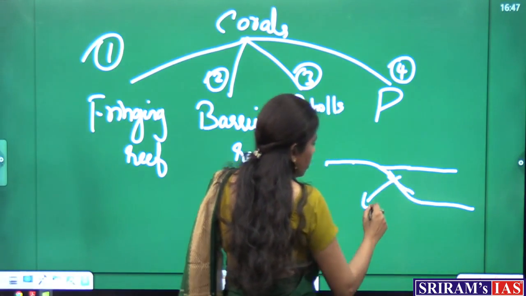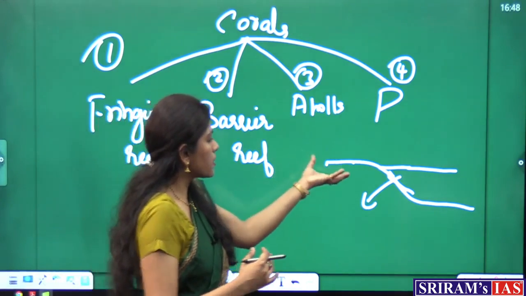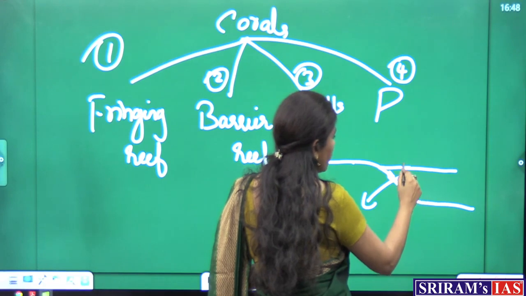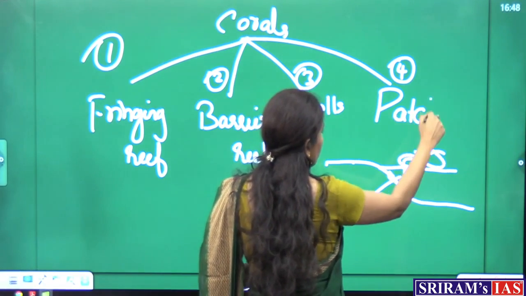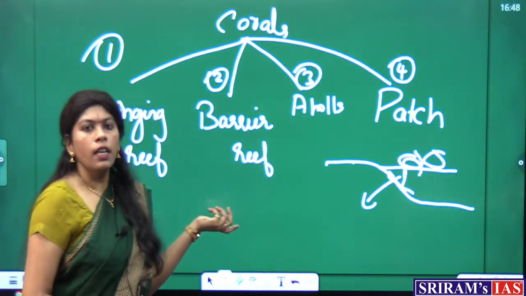Okay. So, here or near the continental shelf area of islands, you can find these reefs start growing and very rarely they will reach the surface. If they reach, you can see them as small patches. I have written P, sorry, patch. It is called patch reef. Okay, all the 4 types are seen in India.